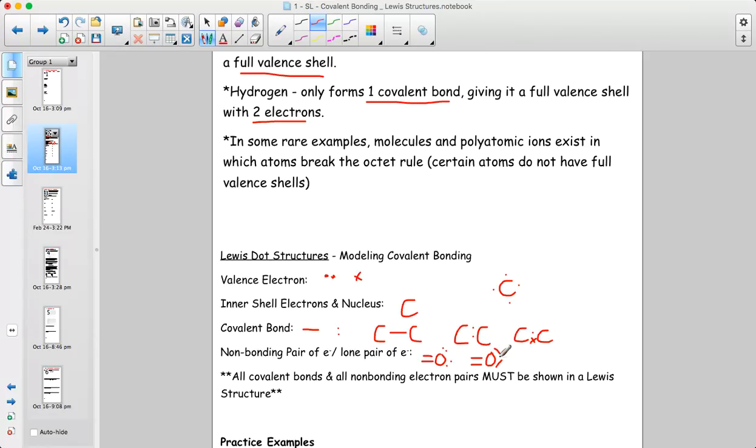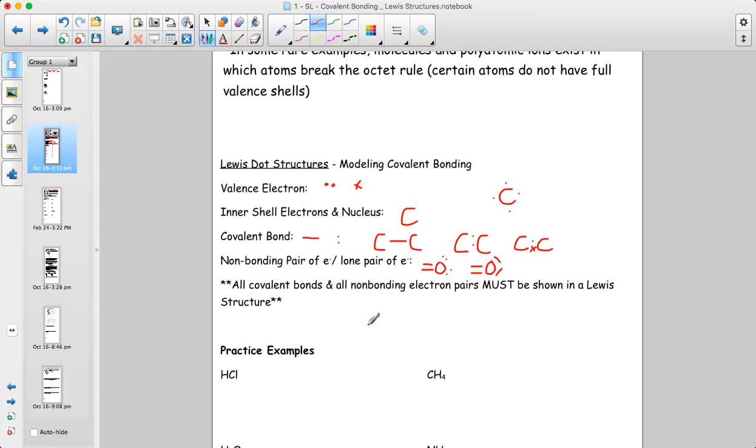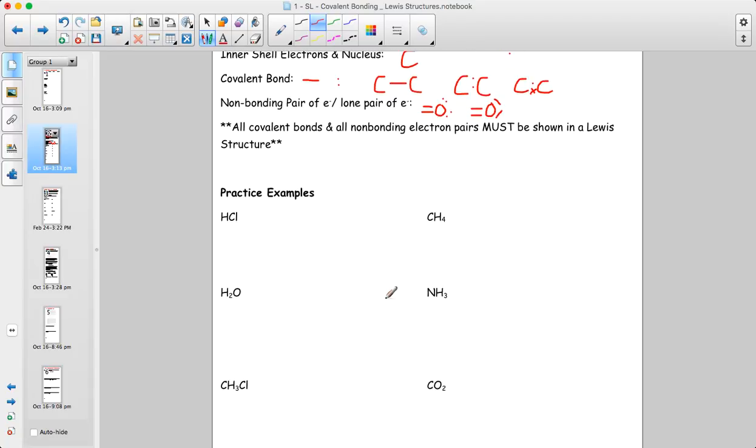So a line segment represents 2 electrons. It represents an electron pair, the same way 2 dots does. And so whenever you draw a Lewis structure, it's essential that you draw all the covalent bonds and all of the non-bonding electron pairs to get full marks. So simple Lewis structures, everything obeys the octet rule. They should be fairly easy to figure out based on the number of electrons that things start off with.